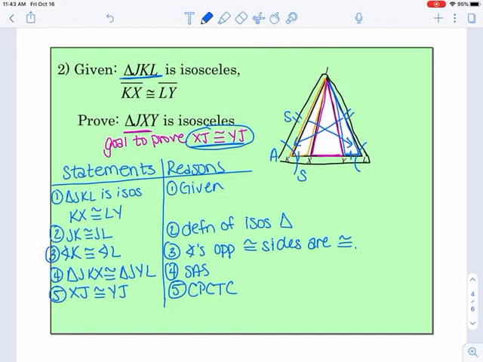Now that I have that, I do have the two sides of the triangle congruent, so now I can go ahead and say that triangle JXY is isosceles. And again, why is that? Definition of an isosceles triangle. Again, the definition is that it has two congruent sides. You just prove the two sides congruent.